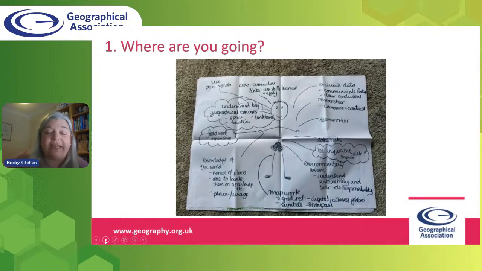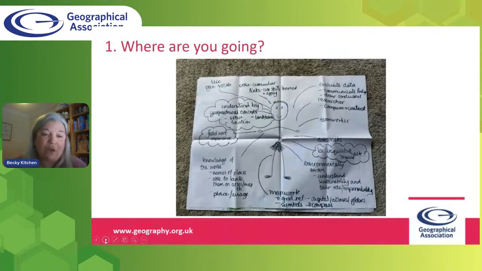You can do another one for Key Stage 4 and Key Stage 5 if you like, but think about the end point of that Key Stage. What knowledge, what skills do you want them to have? You can see on the slide here, this is an example of one. And it's likely that actually a lot of geography teachers will have something fairly similar.